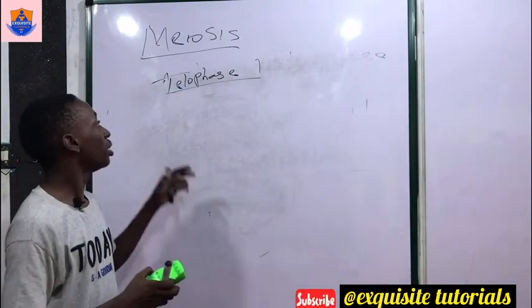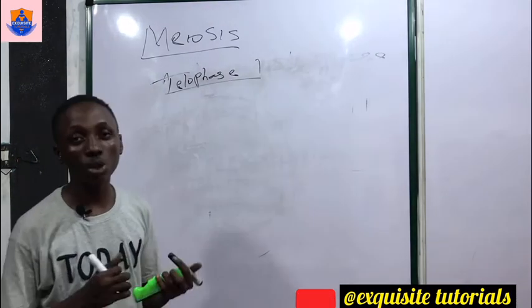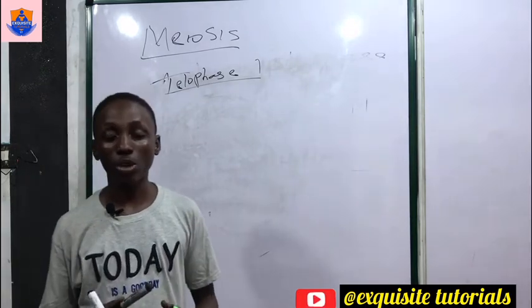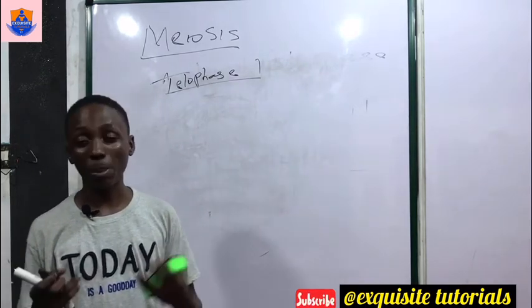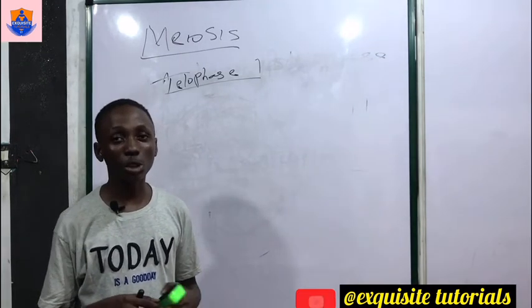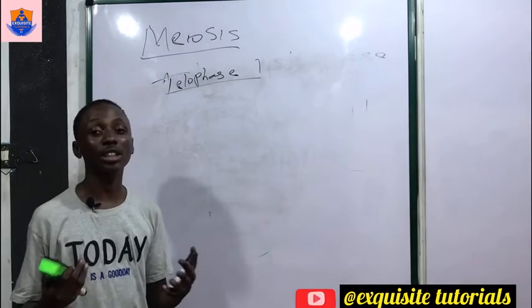Now, during the leptotene stage, the chromosomes condense, then move to the next stage. During the next stage, there's pairing of homologous pairs of chromosomes, and during this pairing, we now have bivalent pairs, where they join together at their chiasmata.